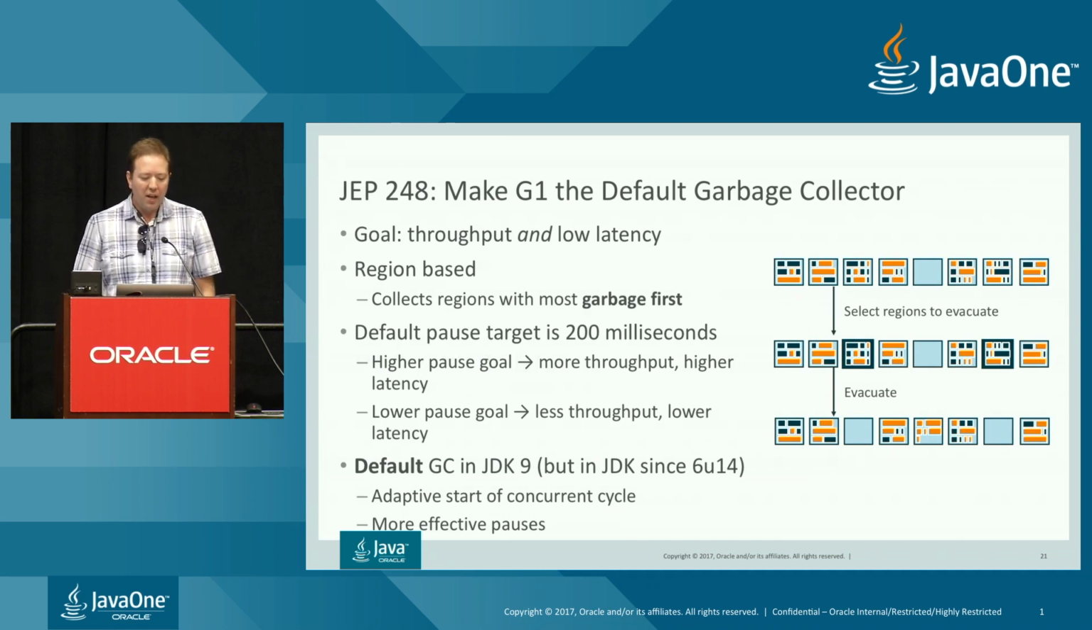Moving into the VM, one of the key things we've done on the JVM side is to switch the default garbage collector. It used to be the parallel garbage collector, but we have now switched over to use G1, our garbage first garbage collector, as the default. The G1 garbage collector has as its goal to provide both good throughput and low latency or low pause times.